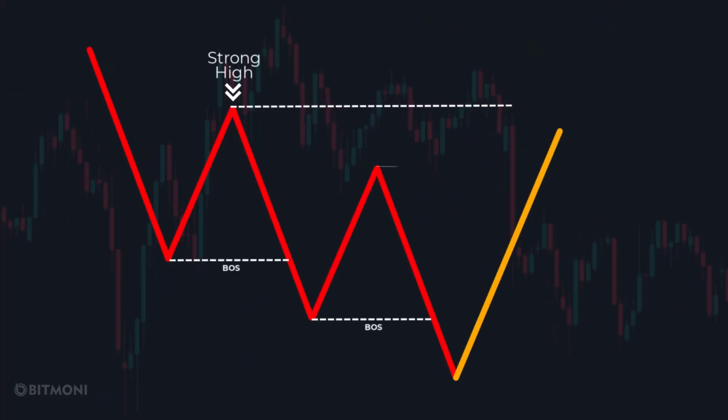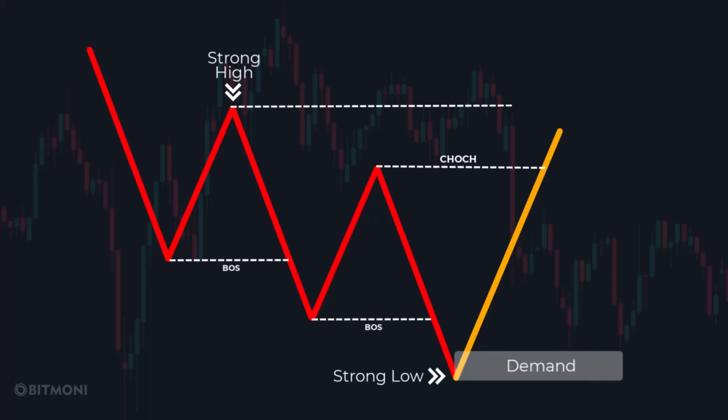If price breaks above the latest strong high, it may indicate a shift to the upside. This creates a strong low, and a demand zone typically forms, since breaking a major structure level often creates an opposing zone. Let's look at an example on the chart.